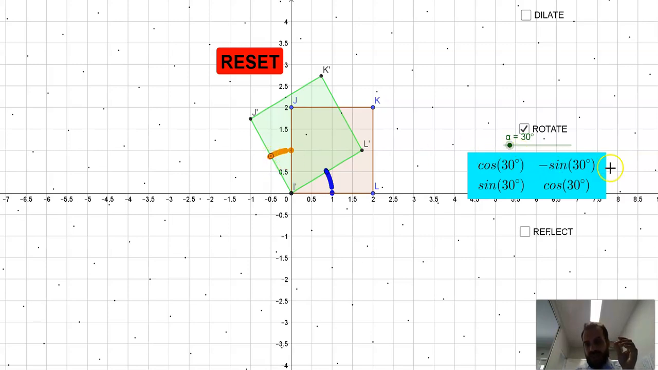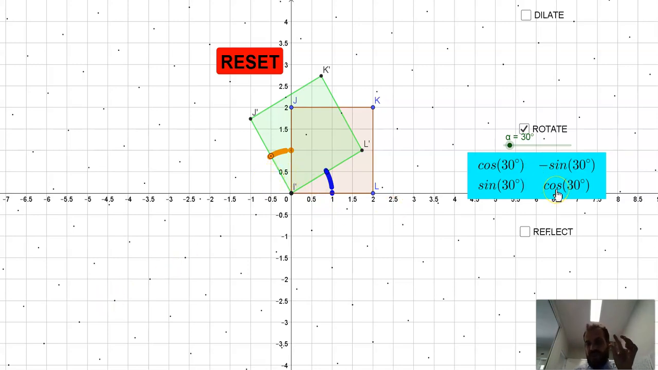Let's consider the x coordinate first. It's been moved by the same distance that the blue dot has been moved, in the same way that this y coordinate is 0.5. This one's x coordinate is negative 0.5. And that's why we're going to need this negative out the front, because we're pushing backwards into the second quadrant.